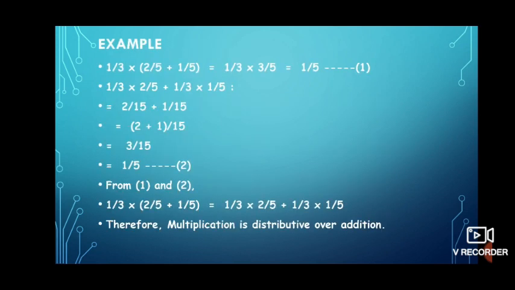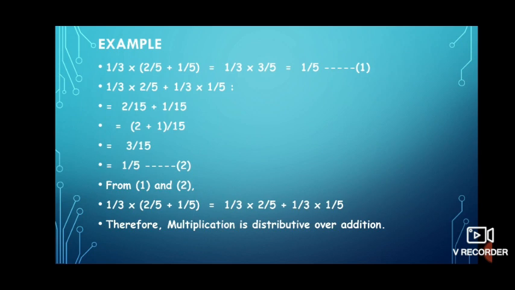Here I'll explain with the example 1 by 3 into 2 by 5 plus 1 by 5. So we write 1 by 3 into 3 by 5. First I am just doing this side. 2 by 5 plus 1 by 5 will give 3 by 5. So 1 by 3 into 3 by 5 will give 1 by 5 as the result.